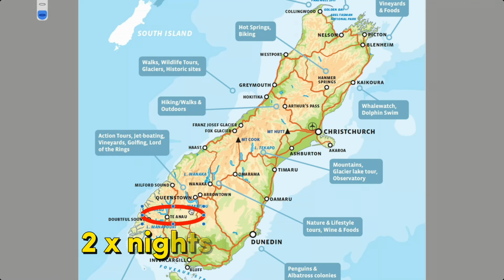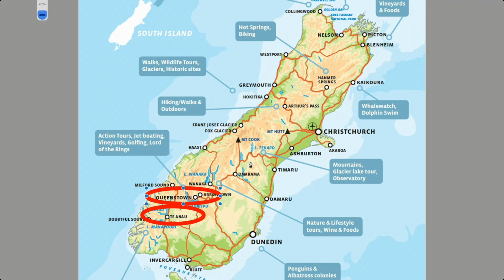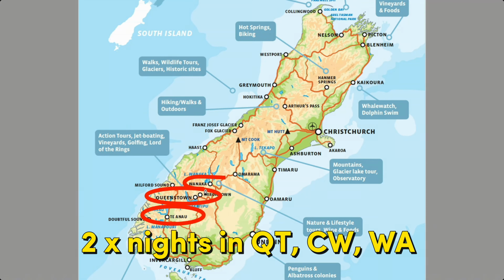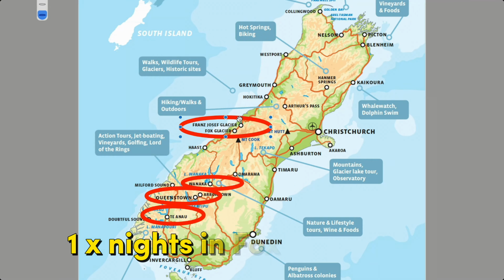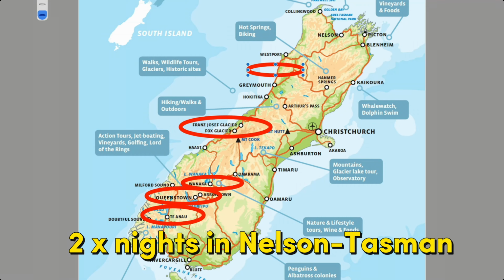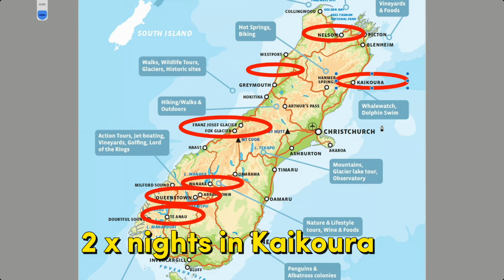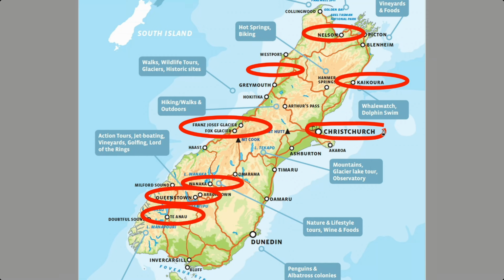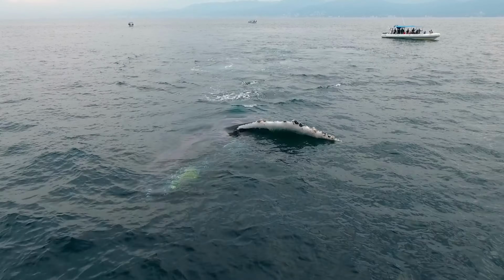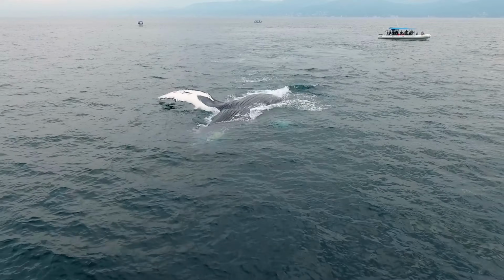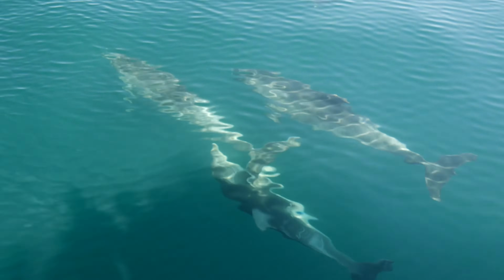This would be 2 nights in Te Anau, 2 nights in Queenstown, Cromwell or Wanaka, 1 night Fox or Franz, 1 night Punakaiki, 2 nights Nelson-Tasman. With those 2 spare days from Dunedin, you would use them for Kaikoura. By staying 2 nights in Kaikoura, you will have 1 full day available. So you could either do the whale watch, dolphin swim or any other tour you're interested in.